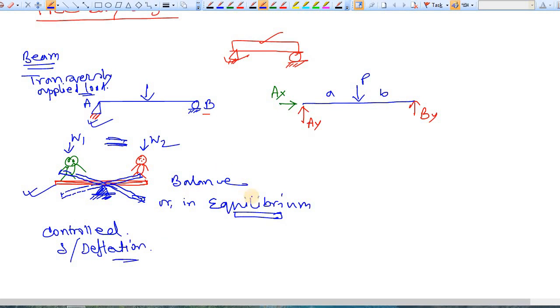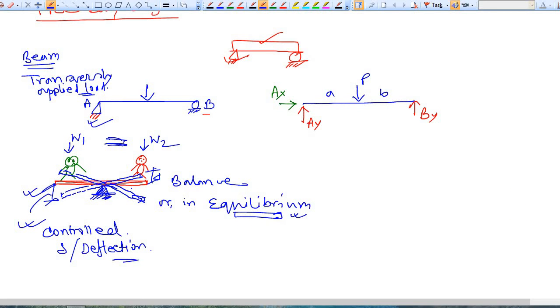If the system is not in equilibrium, this deflection, which in this case is this much, is too high. For this side this is too much. Okay, so if it is in equilibrium, you have controlled deflection. This is the concept of equilibrium.